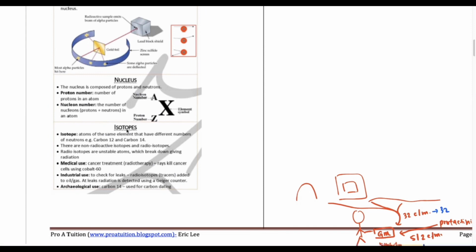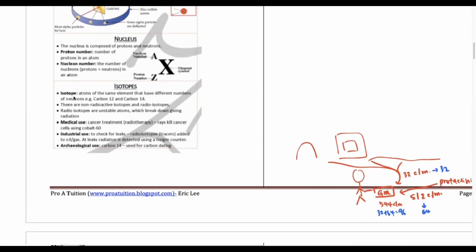Now you see isotopes. Isotopes are atoms of the same element. That means they have the same proton number but a different number of neutrons. So for example, carbon 12. Carbon 12 is 12, 6. Carbon 14 is 14, 6. So from here, 6 protons, 6 neutrons, 6 electrons.